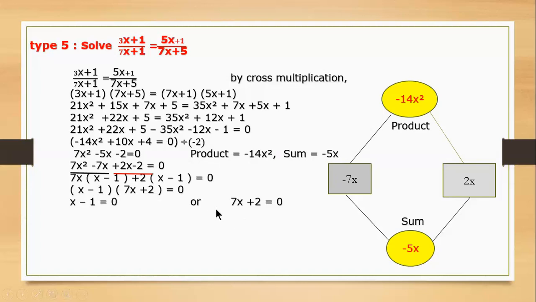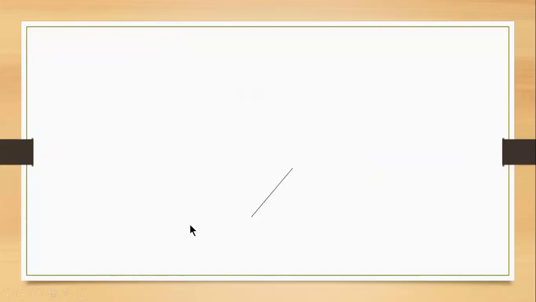Now, if you want to understand the zero product rule in detail, you can watch one more video on the zero product rule. So x is equal to 1 or x is equal to minus 2 divided by 7. So our solution set is minus 2 divided by 7, comma 1. Now we shall move to the next one, type number 6.